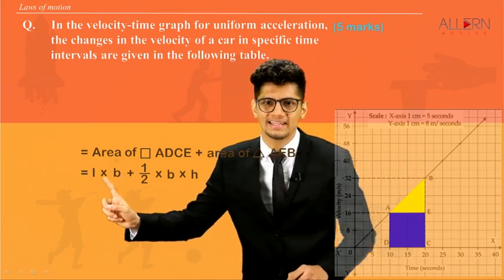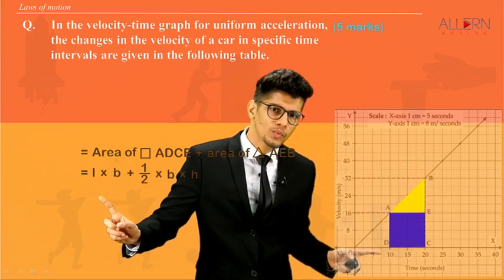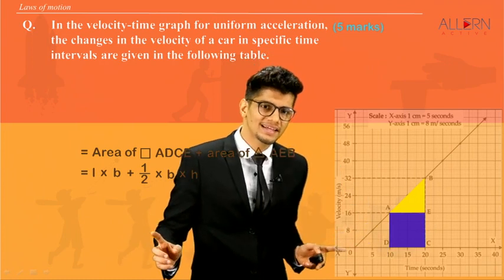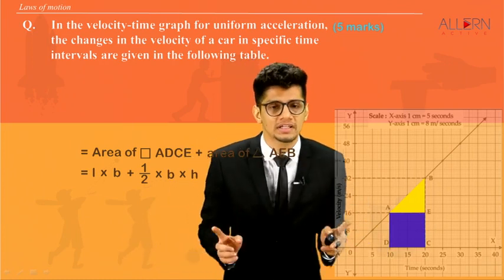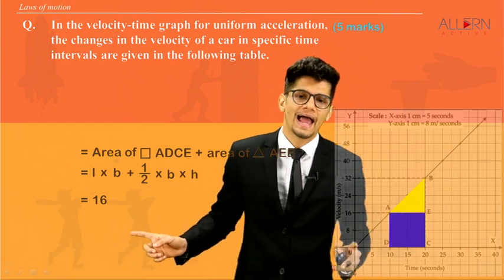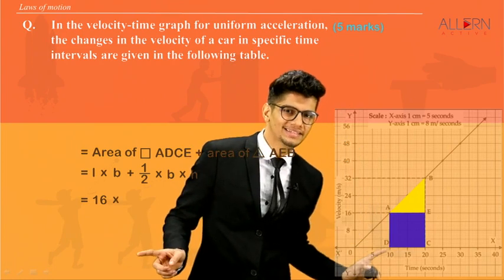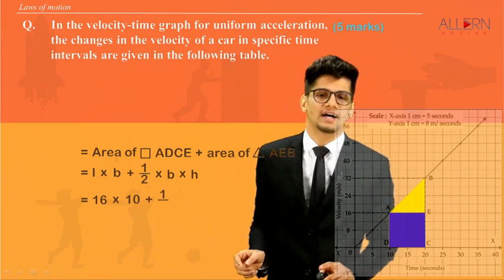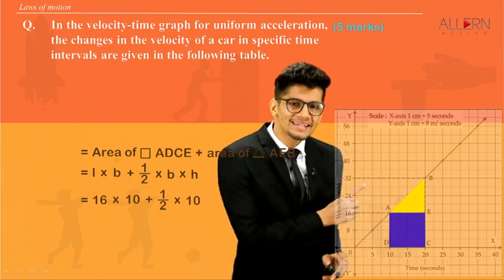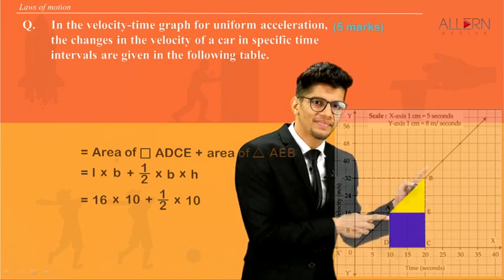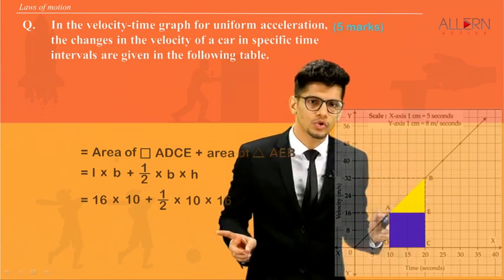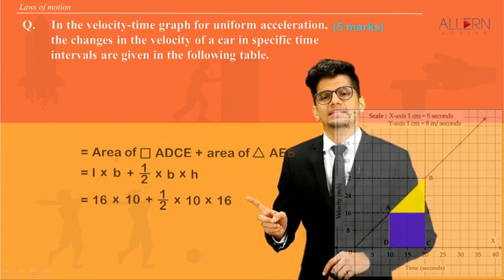So how much is the length? Let's see over here. We know we can take either this or this as length and breadth, but here we can see that the value is 16. So we'll consider length to be 16 and breadth to be 20 minus 10, that is nothing but 10. So 16 into 10 plus half remains half. Base is nothing but 10. This is the base and this is the height. So EB is the height, which is 16.